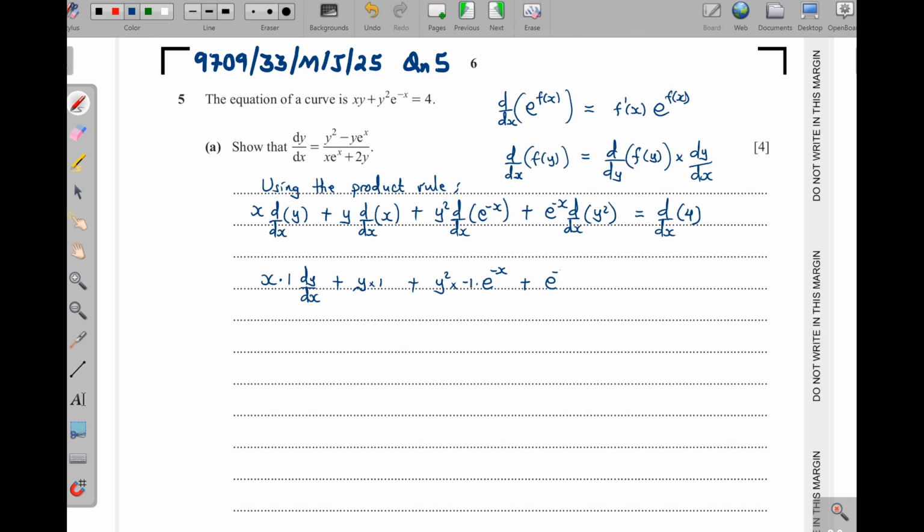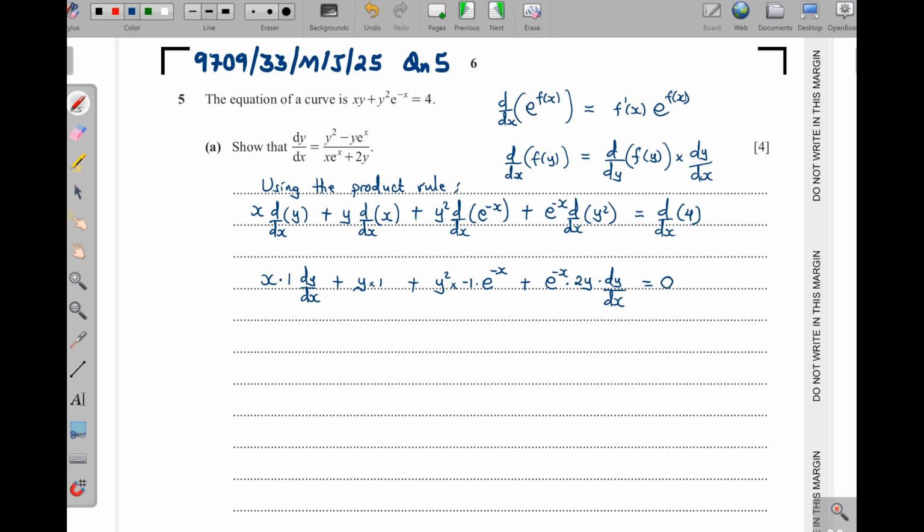Then next, we shall have e to the power of negative x, then times, when you differentiate y squared with respect to y, you'll get 2y, not so? But then we shall multiply by dy dx, applying our chain rule here. Then, of course, when you differentiate a constant, you get a 0.